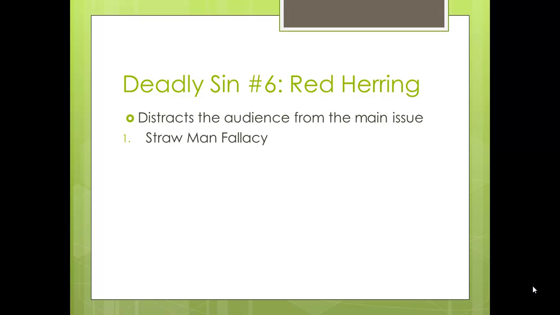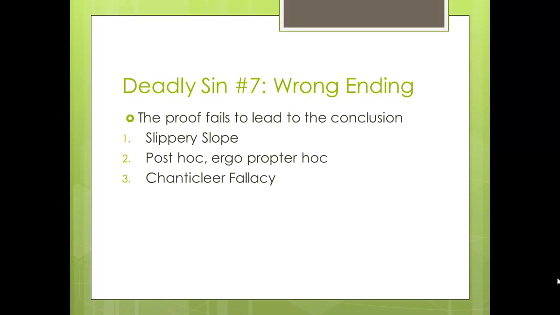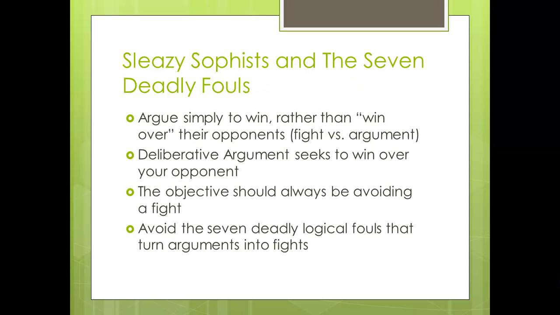The sixth deadly sin is a red herring. This distracts the audience from the main issue and includes the straw man fallacy. The seventh deadly sin is the wrong ending. This is where the proof fails to lead to the conclusion. Some examples of this are the slippery slope, the post hoc ergo propter hoc, and the Chanticleer fallacy, all of which can be found described in detail in your text.